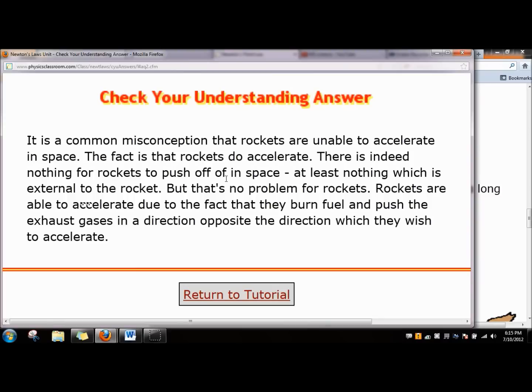Rockets are able to accelerate because they burn fuel and push the exhaust gases in the direction opposite the direction they wish to go. So they don't have to push off of air molecules. The fact that they expel the exhaust gases out behind them means Newton's third law is telling them they're going to go forward.